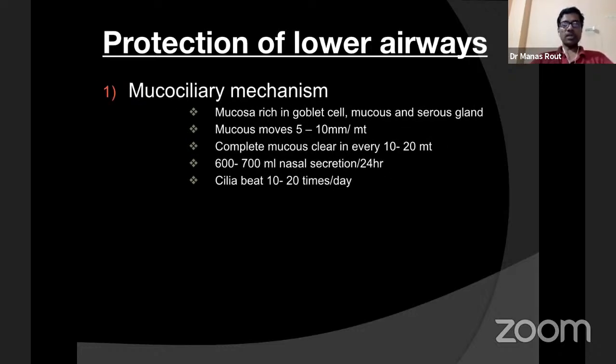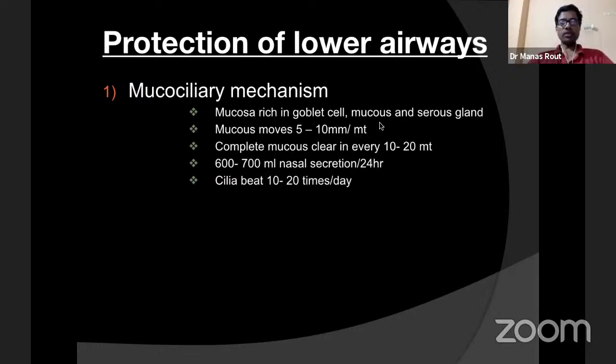the mucociliary mechanism. I have already told you the nasal epithelium is a respiratory epithelium, and it is pseudostratified columnar ciliated epithelium. So this epithelium is rich in goblet cells. This mucosa has goblet cells, mucous glands, and serous glands. That means it secretes a lot of fluid in the form of mucus and serous secretions, and the mucosa moves 5 to 10 mm per minute.